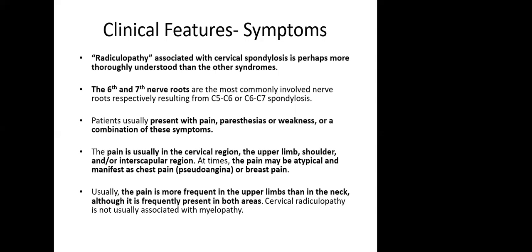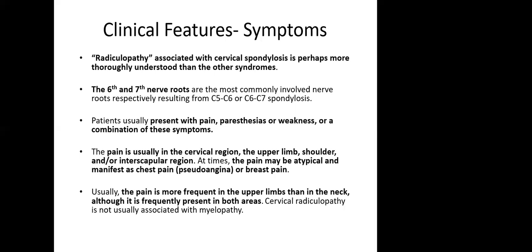Radiculopathy can also be a prominent finding and is a condition that is better understood than the pain and headache that usually occur with cervical spondylosis. It often affects the 6th and the 7th nerve, which corresponds with the C5, C6, and C6, C7 spondylotic levels. Patients usually present with pain, paresthesia, or weakness, or a combination of these symptoms.